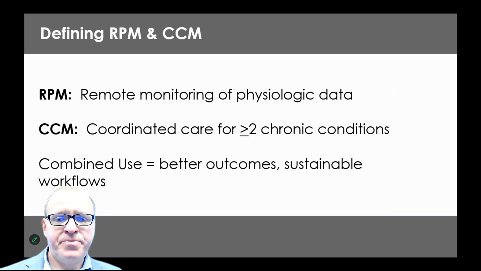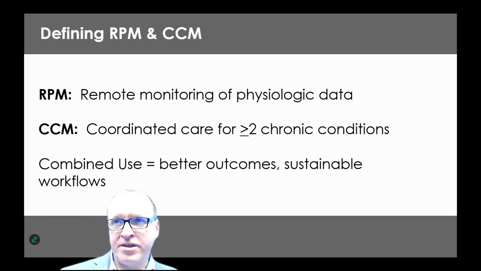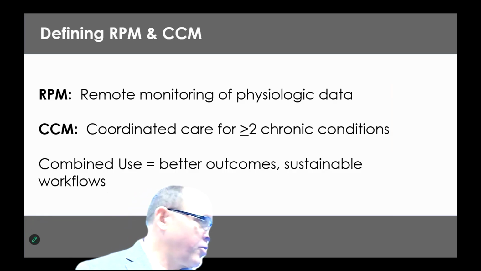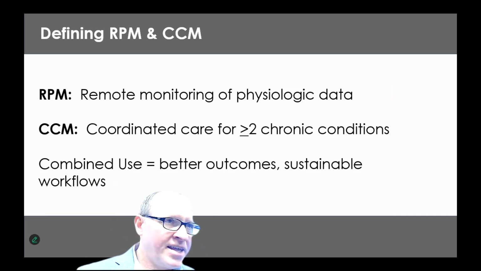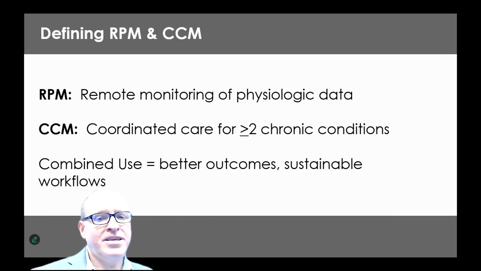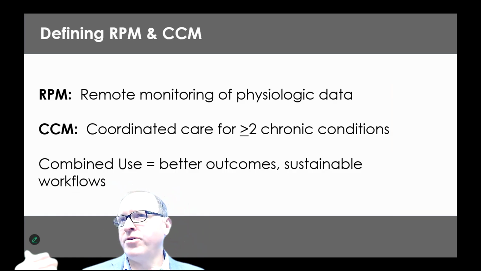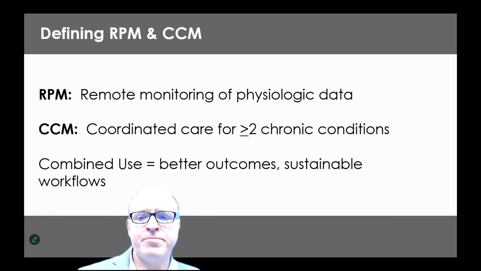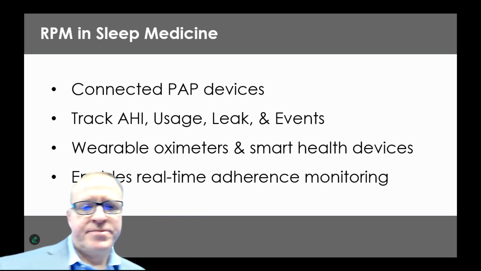Whereas with CCM, it's more of coordinated ongoing support for patients who have chronic conditions. So two or more chronic conditions, and OSA counts as one of those conditions. So the overlap with one of their other comorbidities would technically qualify the patient to be managed and monitored in a CCM, chronic care management program. And combining these two together creates the potential for a high-touch, high-impact model, which is really ideal for managing these types of patients.